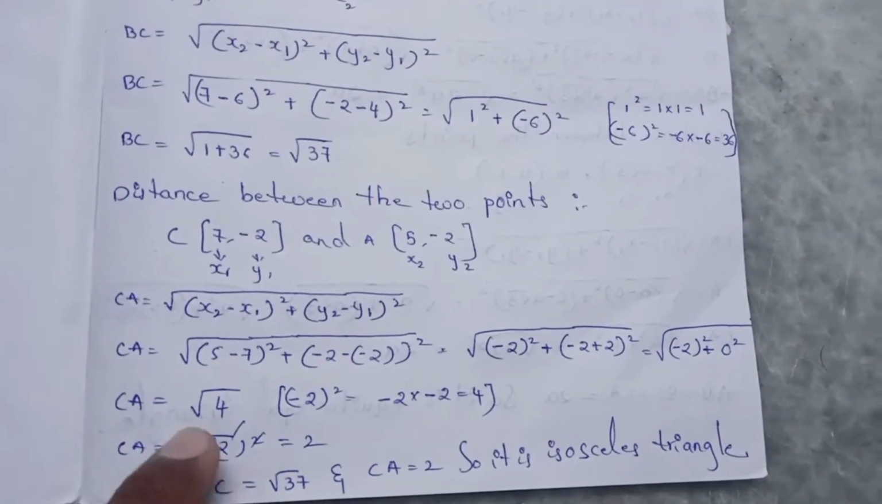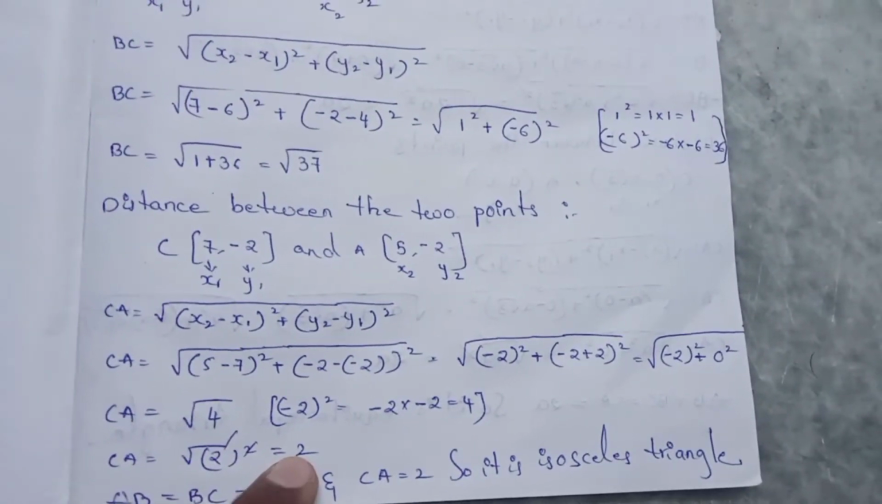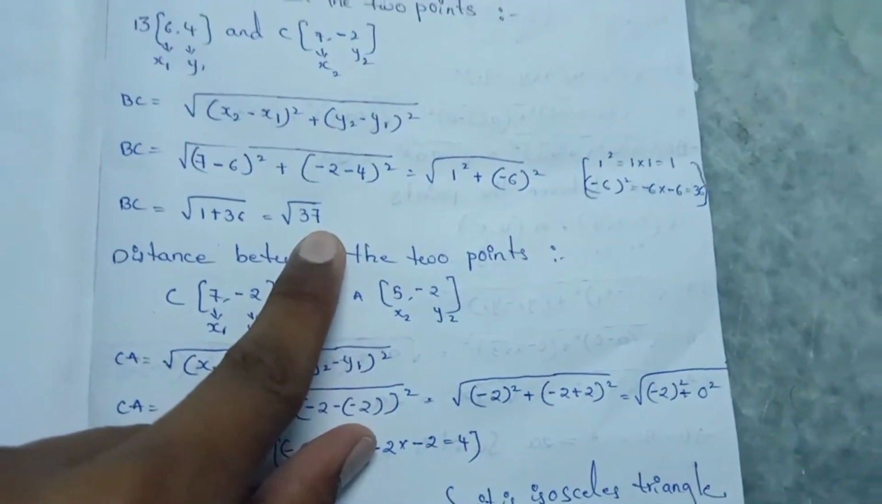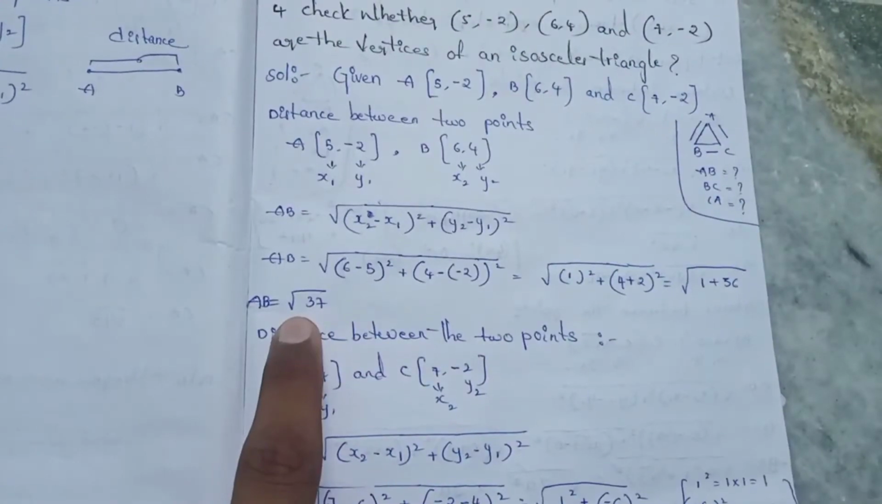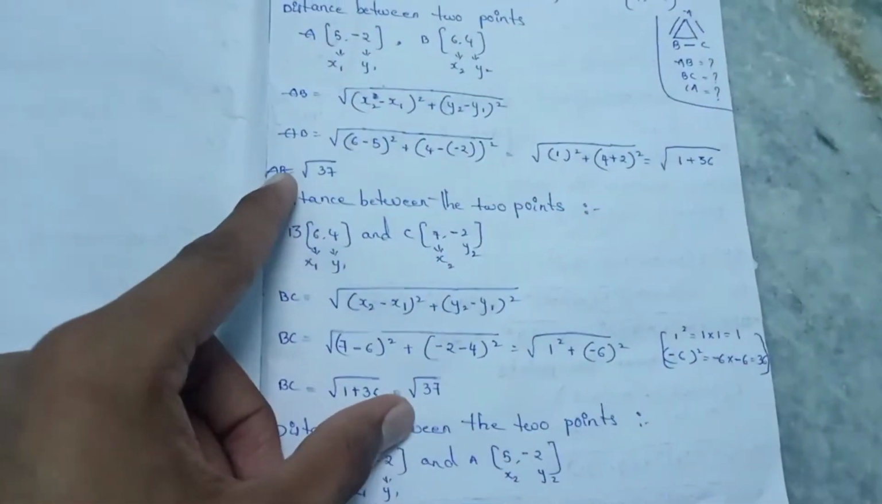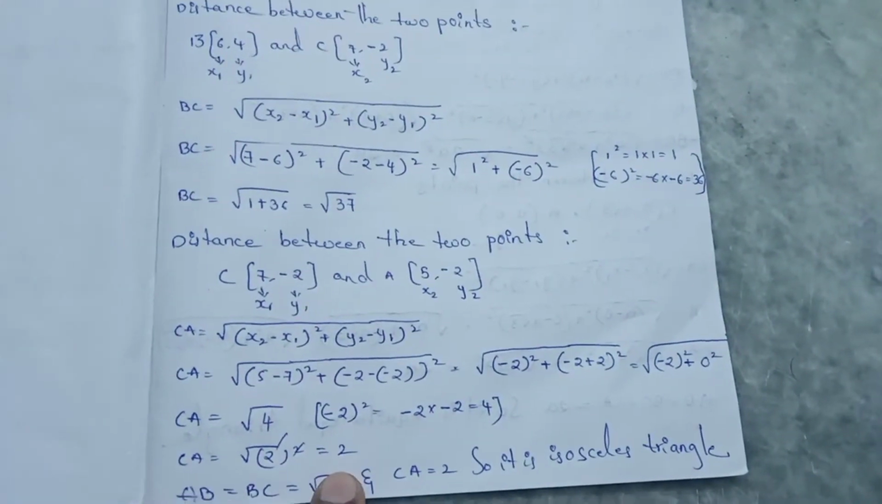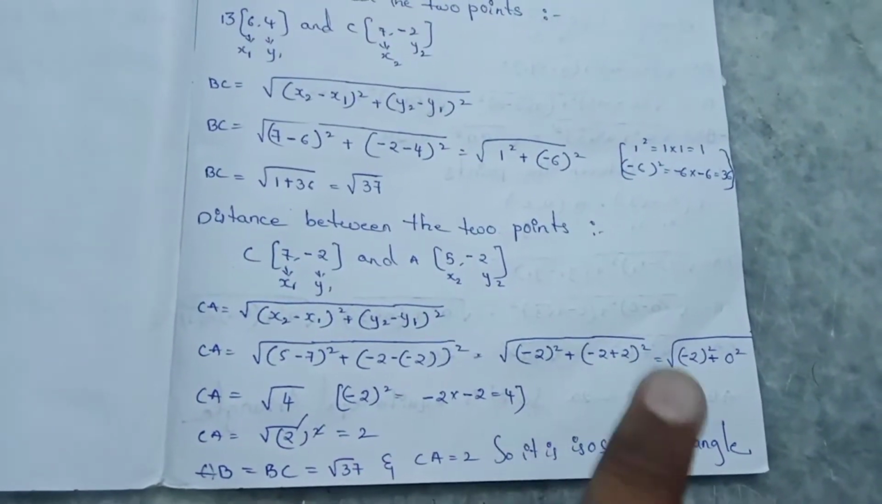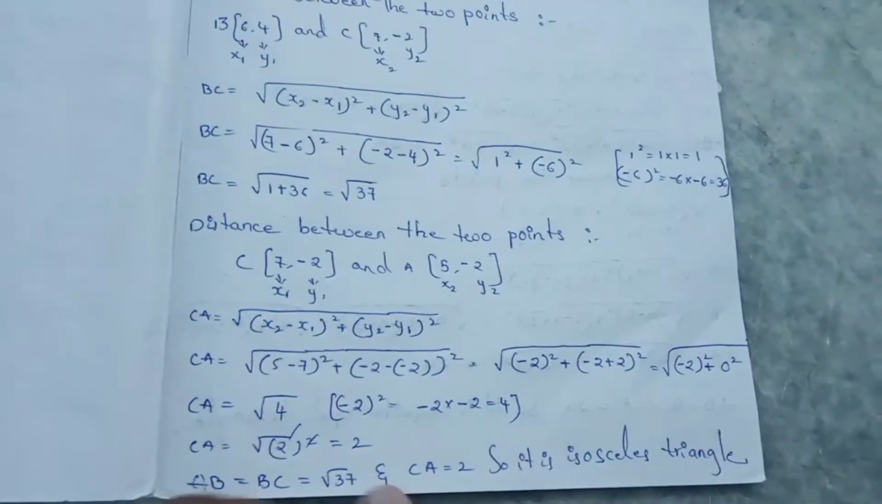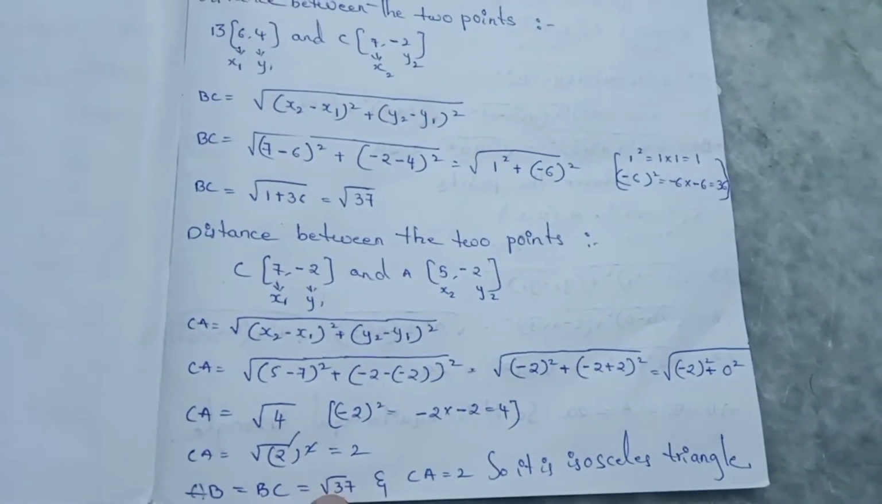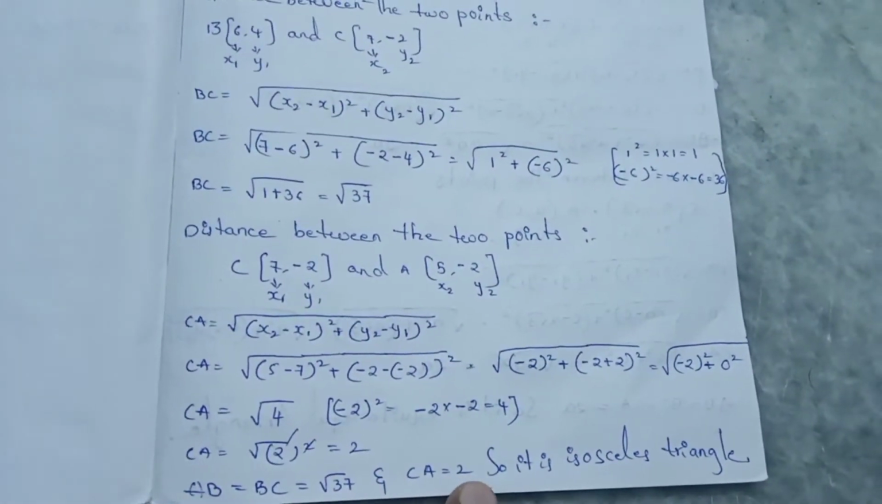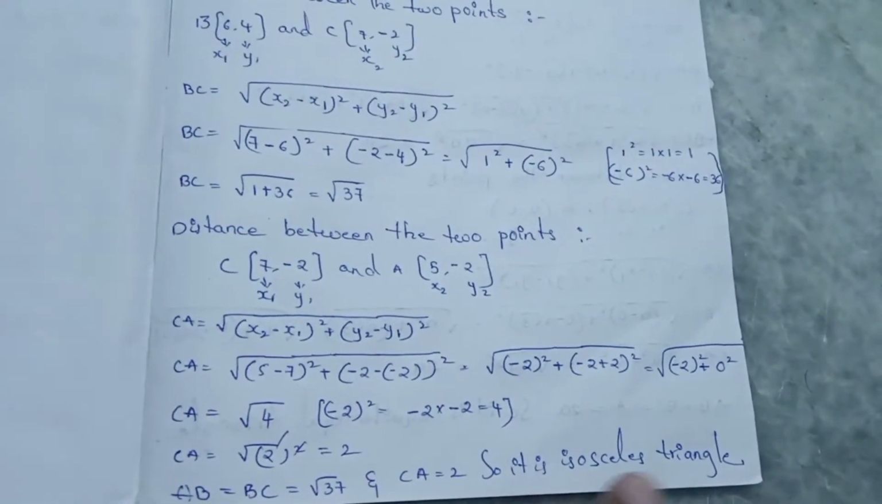Now observe here, CA is 2, BC is root 37 and AB is root 37. AB and BC are equal and CA only is different. So in an isosceles triangle, two sides are equal and one side is unequal. So AB is equal to BC, which is root 37, and CA is equal to 2. So it is an isosceles triangle.